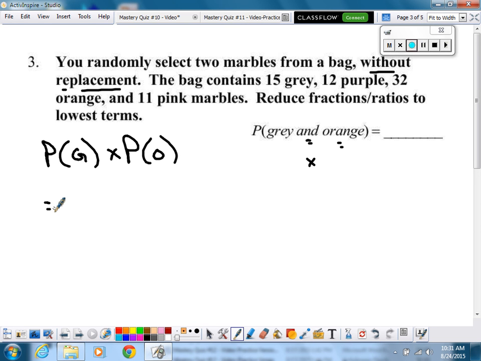Probability of choosing a gray, well, there's 15 gray out of a total of, I think there's 70 marbles total. Okay, that's pretty self-explanatory, but now think about it for a second. The gray marble I picked is in my hand, yet now I reach in for the second marble. That changes things a little bit, doesn't it? What are the chances now that I can pull out an orange?